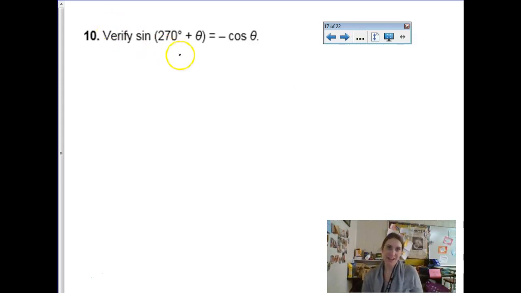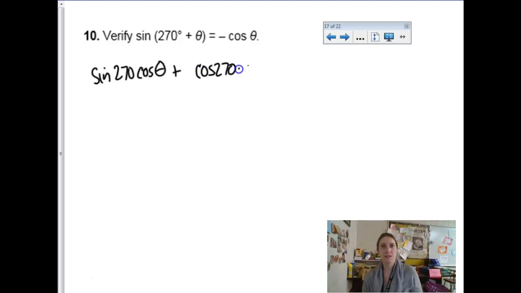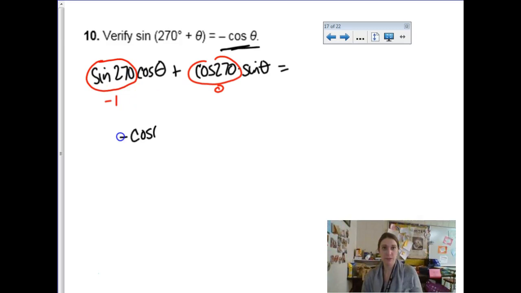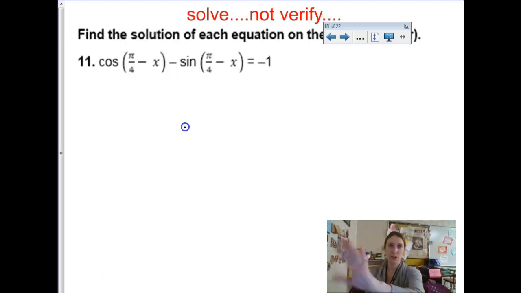Alright, so here we're verifying that sine of 270 plus theta is negative cosine theta. Okay, so expanding sine of a plus b, that would be sine cosine plus cosine sine. Alright, let's see if it checks out. Sine of 270, see if I can do it right this time. That's a negative 1. Cosine at 270 is a 0. So this is negative 1 times cosine plus nothing, which is negative cosine. Alright, verified. Check and check.